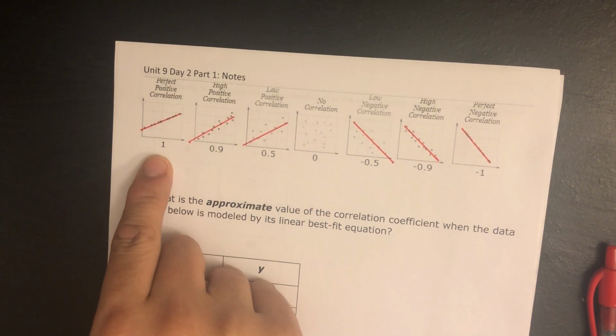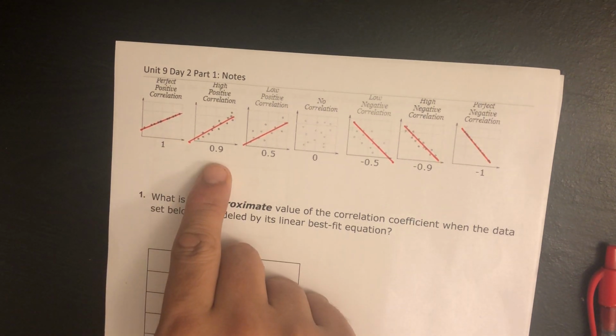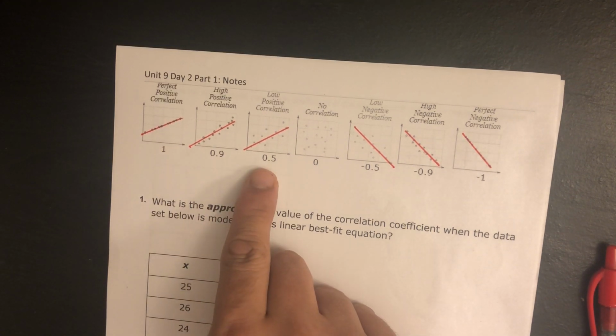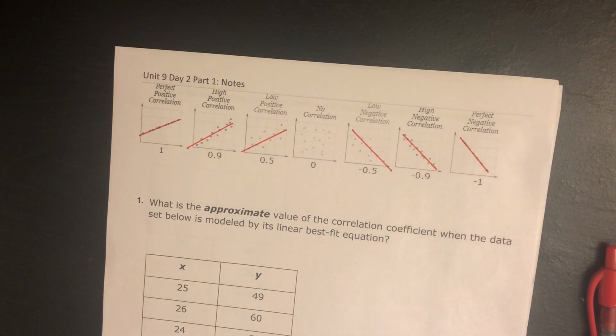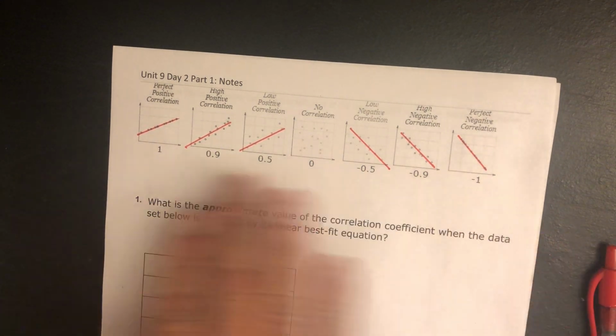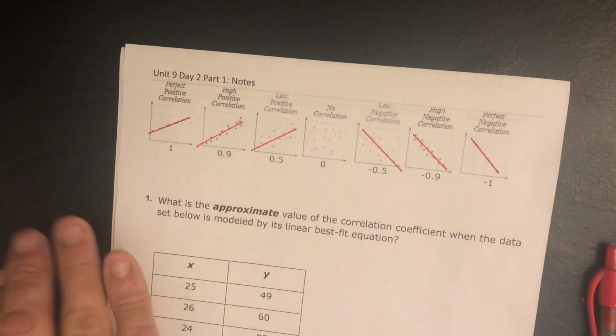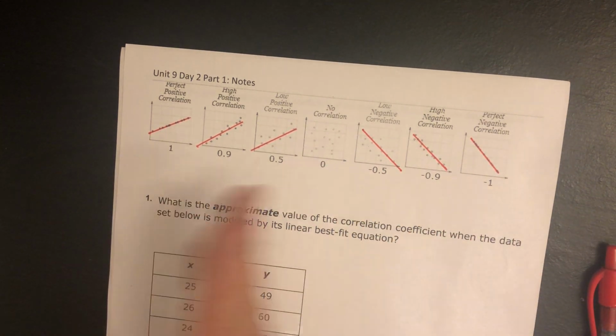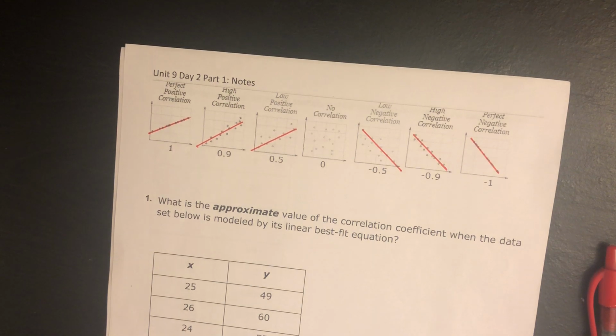Now, if you have a positive one, that's known as a perfect positive correlation. Somewhere around 0.9 will be a high positive, and then low positive will be somewhere around 0.5. And then, of course, if you have no correlation, that's zero. And then the closer you get to -1, that's headed towards a perfect negative correlation. Okay, so I've provided these examples to kind of show you where these different correlation coefficients fall on the scheme of things.